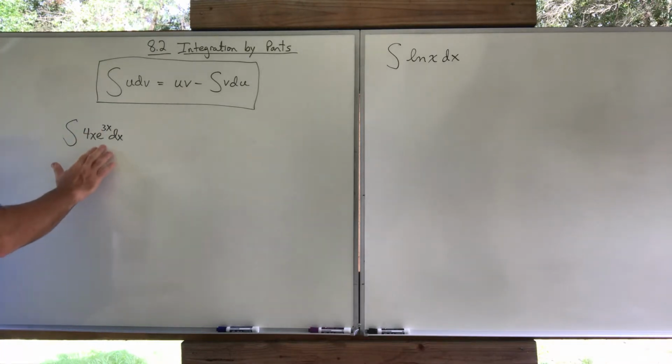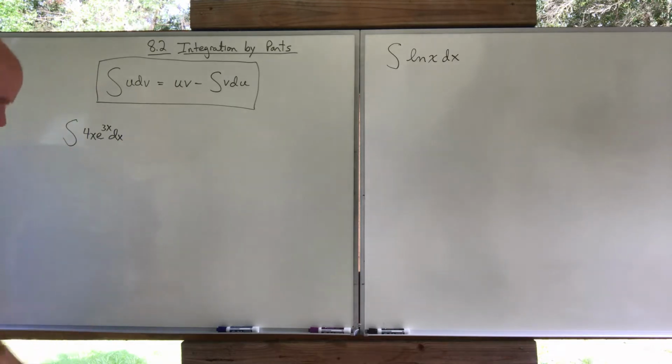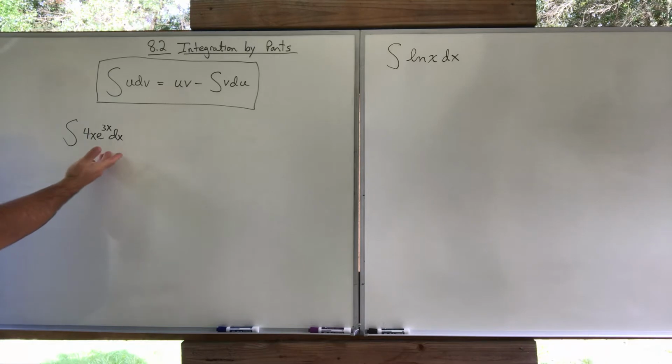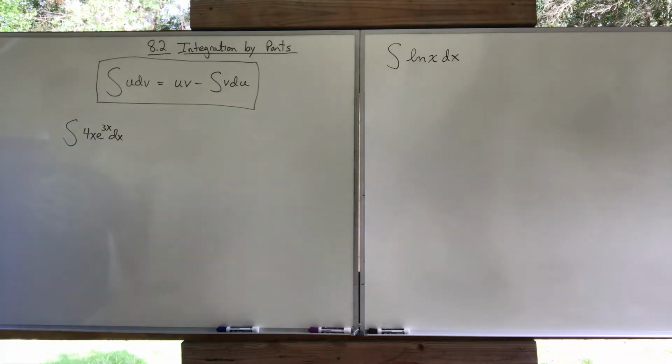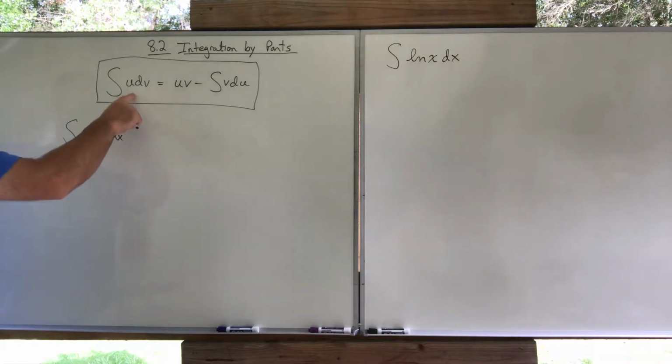Again, it's kind of fun to stop and realize you never really could integrate this before. It's 4x e to the 3x. Just normal u substitution or normal rules would never have helped you integrate this. And you need this new rule, integration by parts. So here's what you do. The original integral is this.